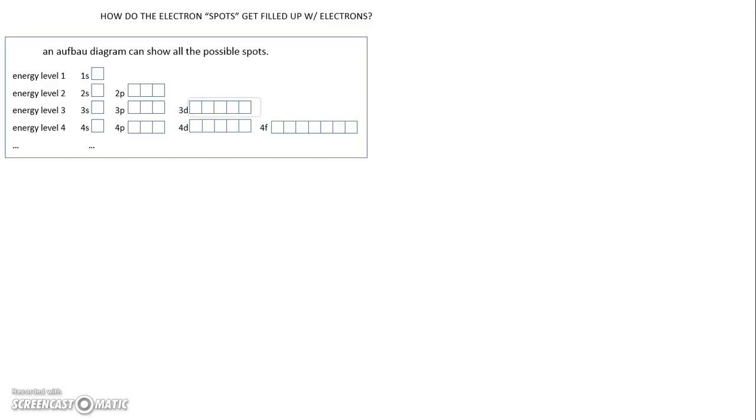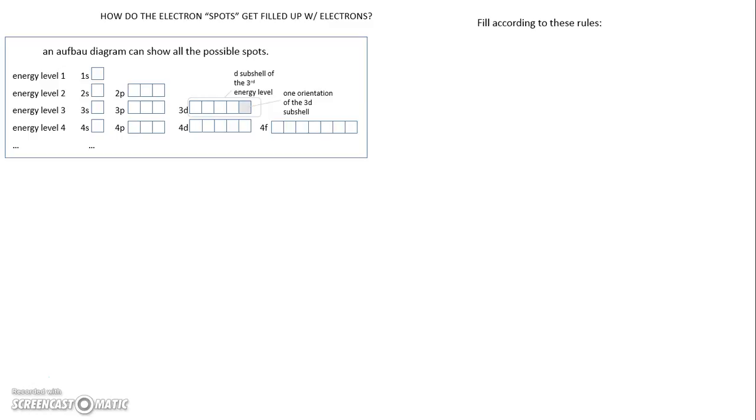Okay, to help you remember this notation, I'll mark this up. This entire clump represents one subshell. In this case, it's the D subshell of the third energy level. And each box within the clump represents one orientation of that subshell.